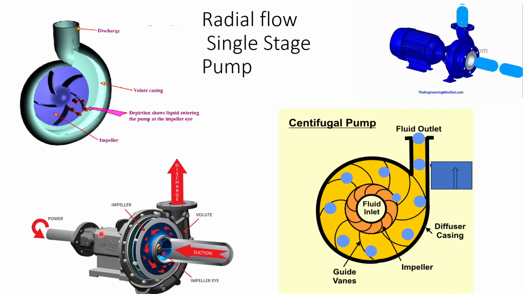On the bottom left-hand side, you can see this is the impeller eye. Liquid enters from here, and liquid comes out from here. It passes through the impeller and goes to the discharge. Here on top right, you can see the liquid entering into the pump and then going out.